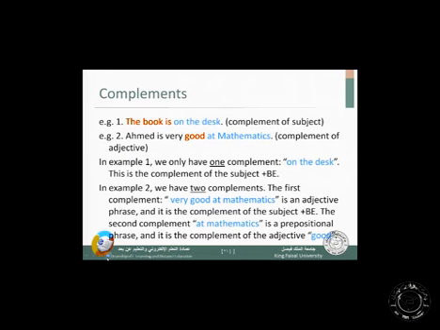So in example 2, here we have two complements. Ahmed is very good at mathematics. Okay, the first complement is very good at mathematics. So very good at mathematics, this is the first complement. It is the complement of the subject Ahmed and the verb to be is. Okay, just like example 1. So the book is on the desk, Ahmed is, the book is. Both of these sentences need a complement so that the sentence will be complete and the idea will be a full idea, a complete idea that we can understand.